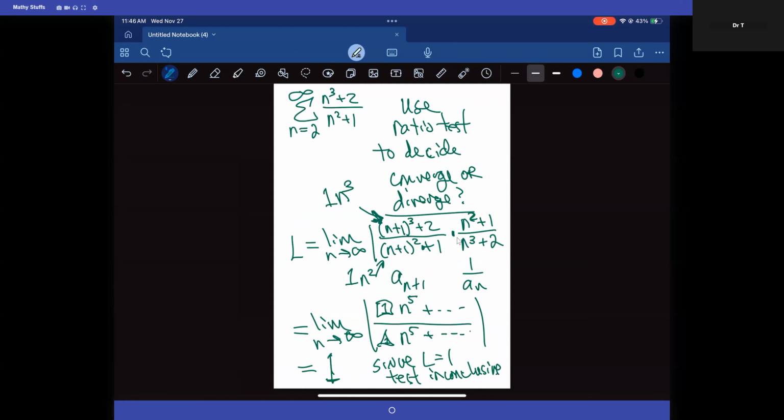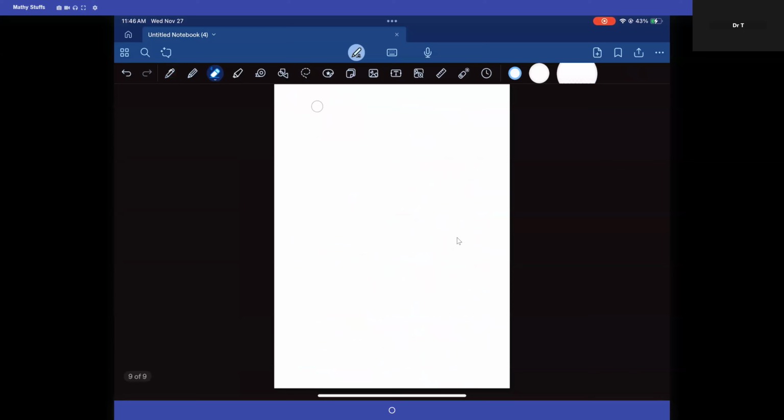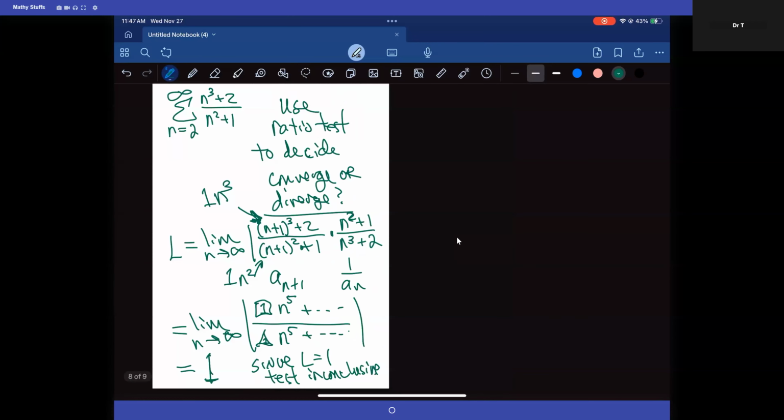Hmm. Is there another test that might help us here? Right now we're just talking about the ratio test. I wanted to show you an inconclusive case, but that actually could be resolved with another test. Let's go back to this series. So what does it look like? It's this. Started at 2. 2 is on top.